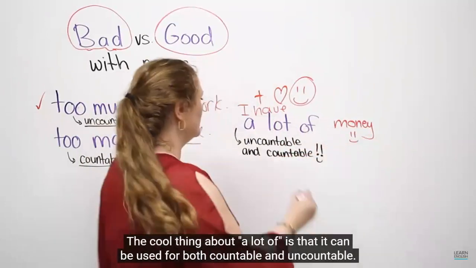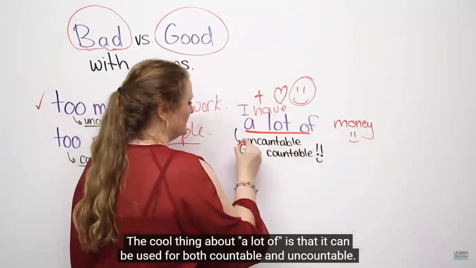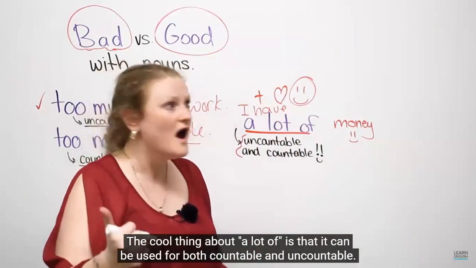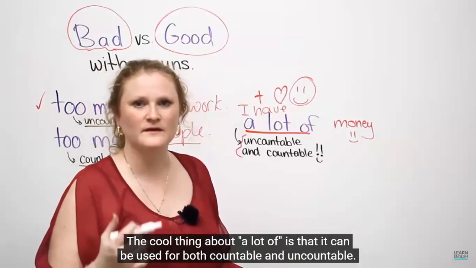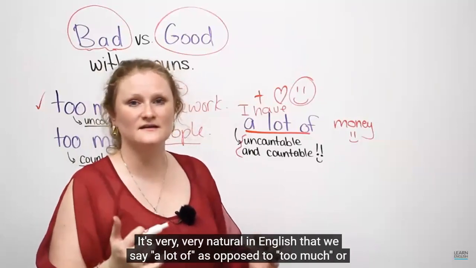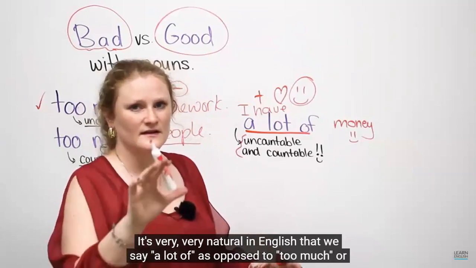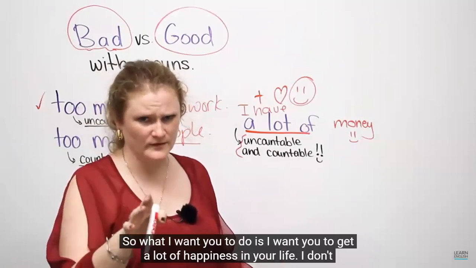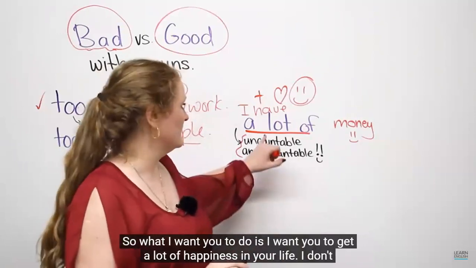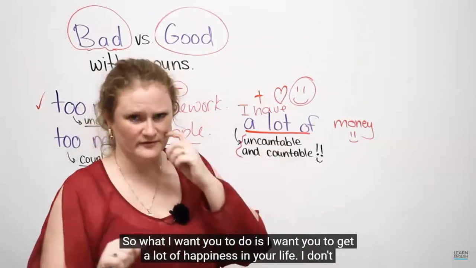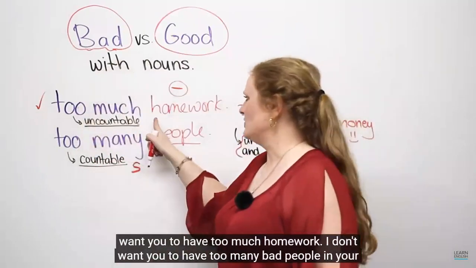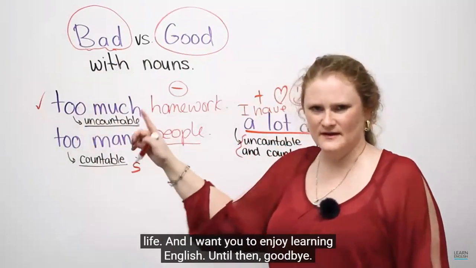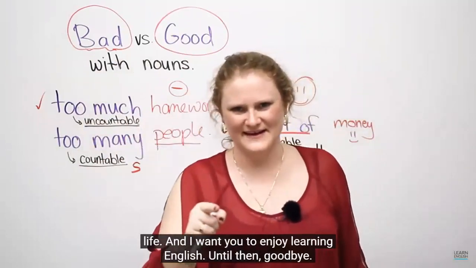The cool thing about a lot of is that it can be used for both countable and uncountable. It's very natural in English that we say a lot of as opposed to much or many all the time. So, what I want you to do is get a lot of happiness in your life. I don't want you to have too much homework. I don't want you to have too many bad people in your life. And I want you to enjoy learning English.